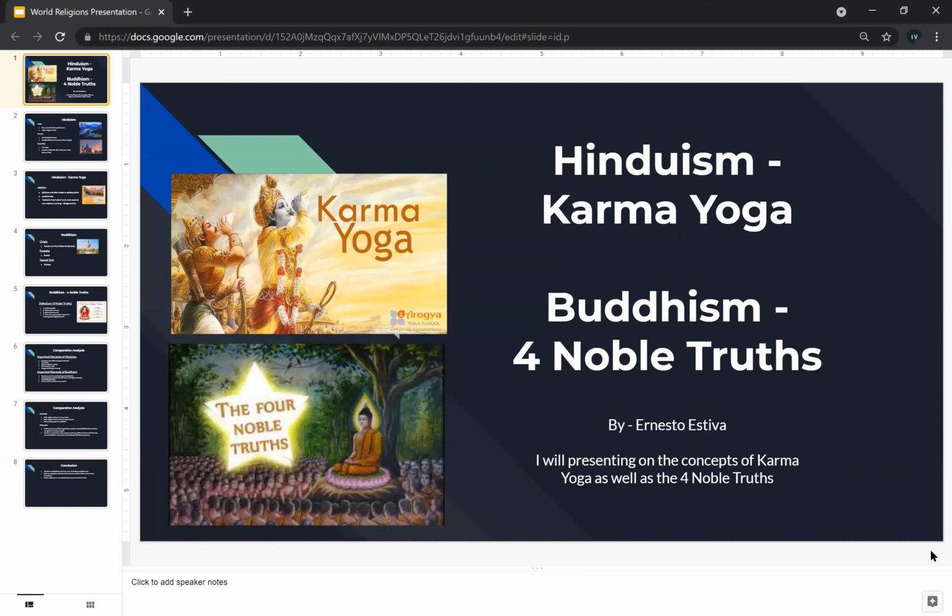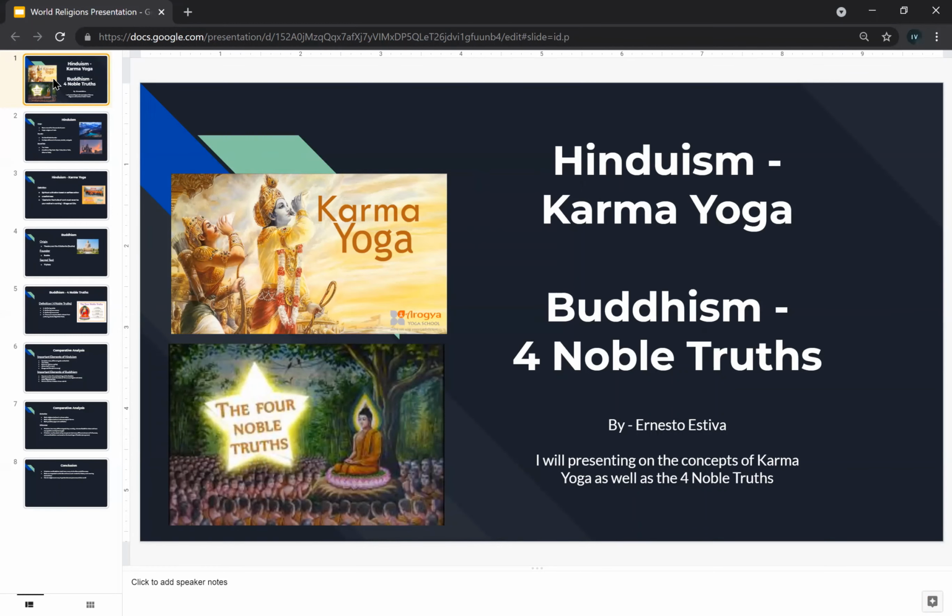Hello, today I will be presenting on the topics of Hinduism and Buddhism. Specifically in Hinduism, we will be focusing on the Karma Yoga, and for Buddhism, we will be focusing on the Four Noble Truths. And on the left side here, I have an example and a picture of the Karma Yoga, as well as the specific topic of the Four Noble Truths in Buddhism.